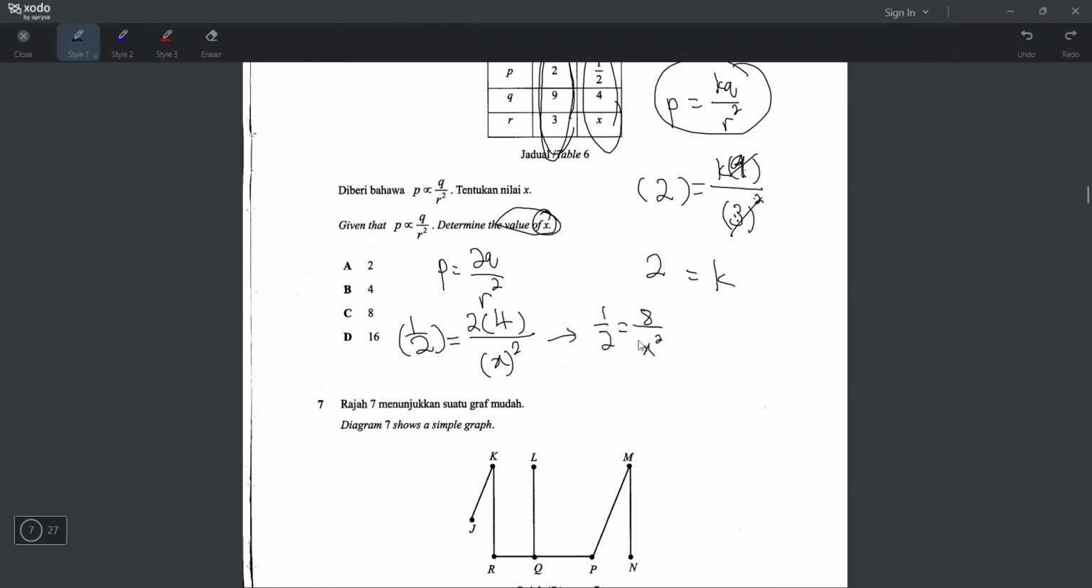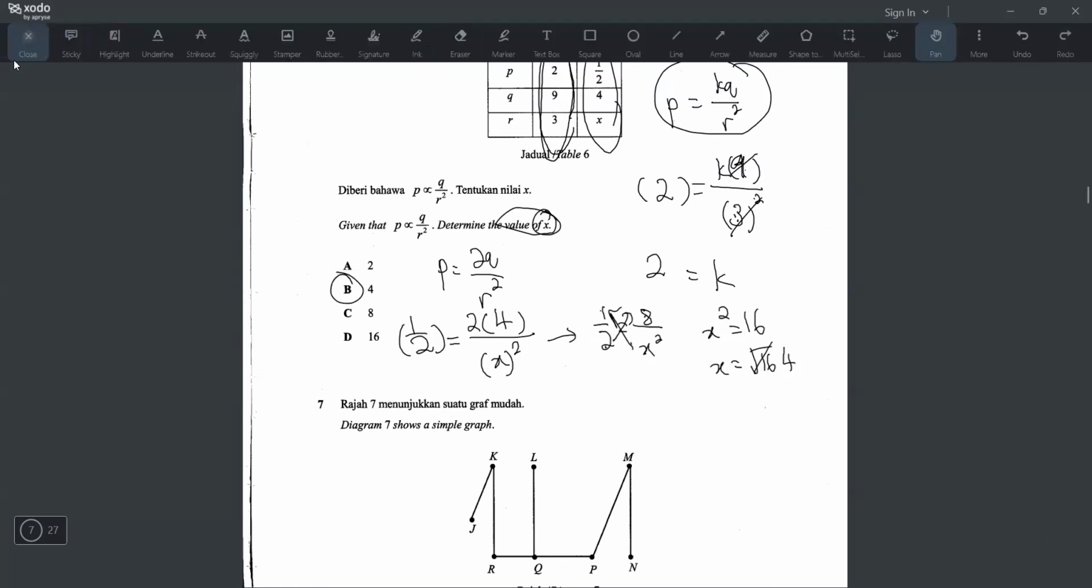So you can cross multiply. Because now it is something over something equals something over something, you can cross multiply. So when you cross multiply, x square times 1 becomes x square, 2 times 8 becomes 16, and then x equals the square root of 16, which is 4. Right? So the answer is B. Okay? So hope you understand.